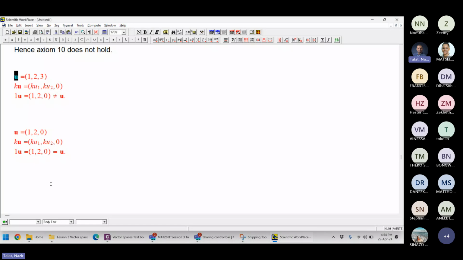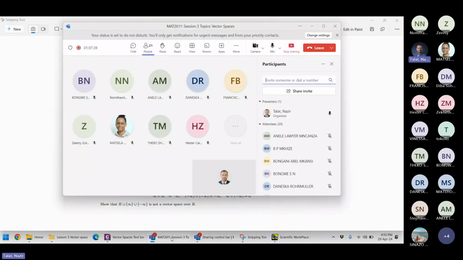It means for that vector it holds. But if I take another u, then it doesn't hold. So for a counterexample, you need to specify and trace those elements from the given set for which it does not satisfy. Understand my point? Yes, Prof. Also, if someone takes u equal to 0, 0, 0, then 1 times u is always equal to u. But you need to check maybe 1, 1, 1, then for 1, 1, 1, 1 times u is not equal to u. I hope you understand the idea.